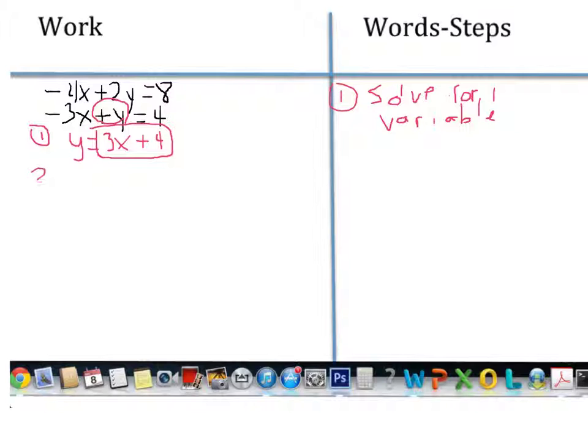and then the second step is you make the substitution, replace y in the other equation. So step 2 is going to be to have negative 4x plus 2 times, replace y with 3x plus 4. And then you continue writing the equation. Don't forget to continue writing and put equals 8. So step 2 is to do the substitution or substitute.